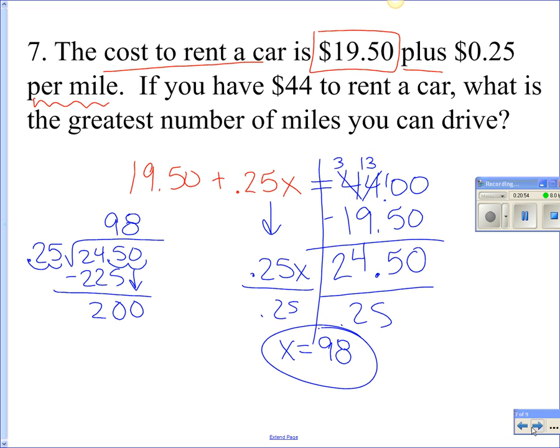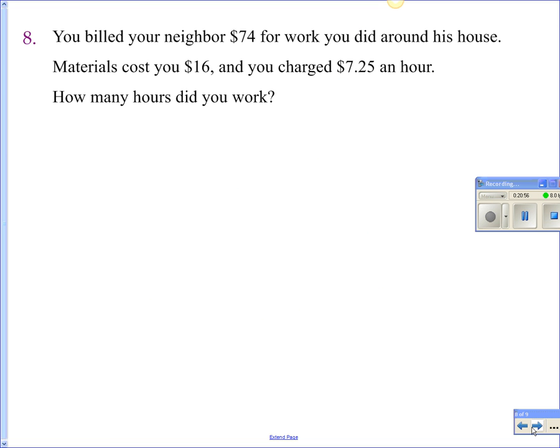All right. Last one. You billed your neighbor $74 for work you did around his house. Materials cost you $16 and you charge $7.25 an hour. How many hours did you work? Destiny, what's one thing that's important out of this problem? One thing I should circle. Anything. It doesn't matter what. There's lots of stuff. What's one thing I should circle? Materials cost you how much, Destiny?